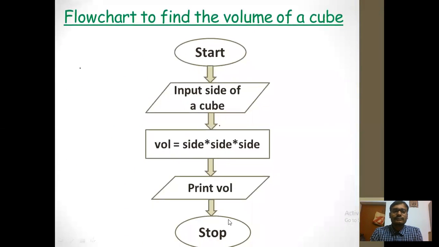Next, flowchart to find the volume of a cube. Now you have to draw its flowchart. It should begin with a start symbol, then input side of a cube in a parallelogram symbol. Then this is the process symbol: vol equals side into side into side. I have written the formula and the volume will be calculated and the result will be stored in the variable vol. Then print vol, its volume will be printed here and then stop. So this is the flowchart to find the volume of a cube.